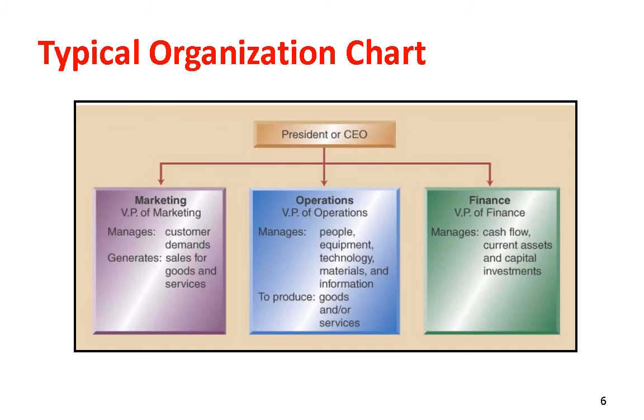Coming back to marketing, its job is to manage customer demands, and this department generates sales for goods and services. Similarly, the operations department manages people, equipment, technology, materials, and information, and it also produces goods and services. On the other hand, finance manages cash flow, current assets, and capital investments.